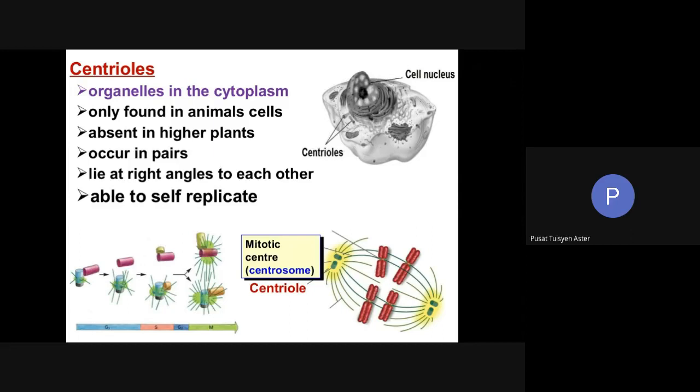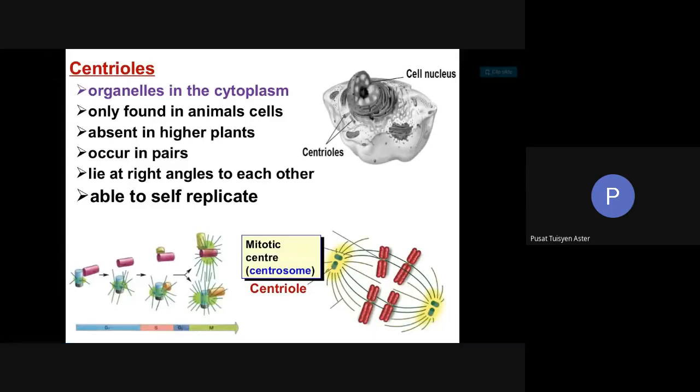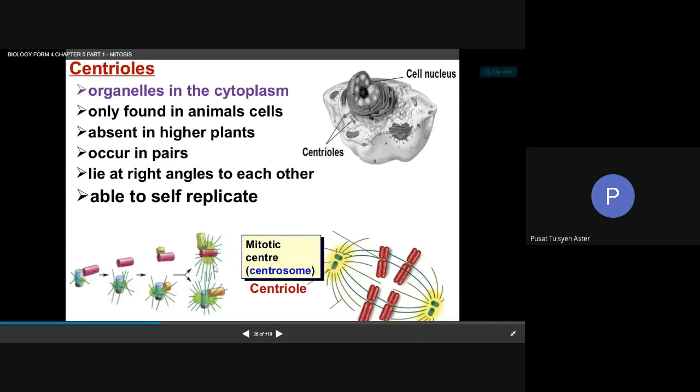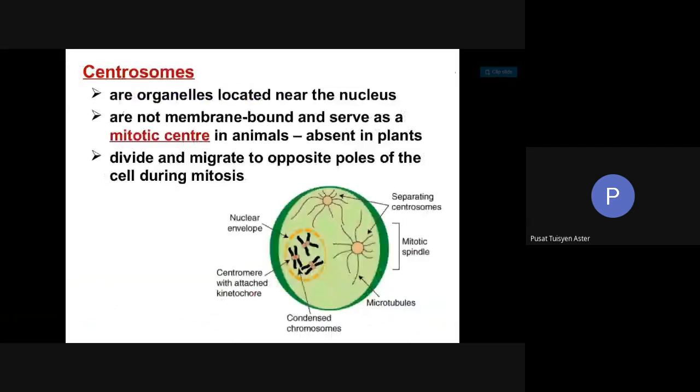Okay, so it assists in the prophase, metaphase, anaphase, and telophase. All right, that's why you can see here G1, S, G2, and mitosis part. All right, so then we'll have to learn about centrosomes. Organelles located near the nucleus, not membrane bound, and serve as a mitotic center. Okay, so it serves as the mitotic center in animals, absent in plants. Okay, centrosomes absent in plants. Divide and migrate to opposite poles of the cell during mitosis.